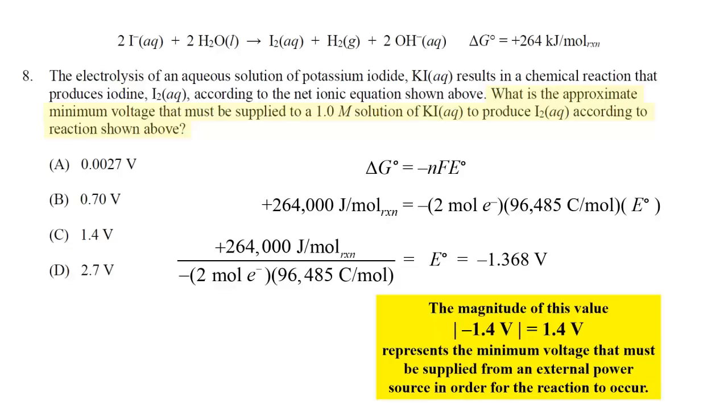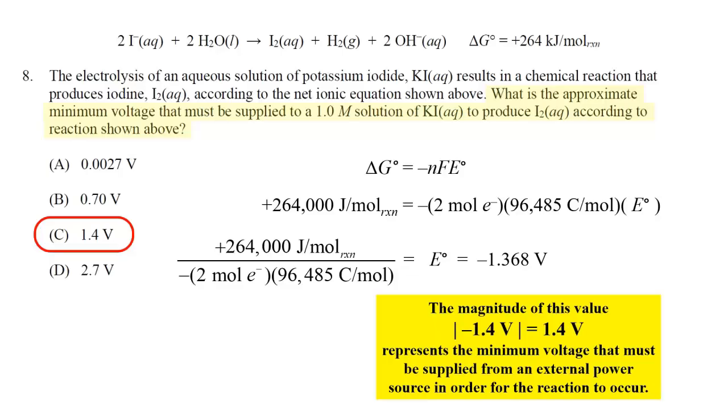So the fact that the cell potential is -1.4 volts means that 1.4 volts is the minimum voltage that must be supplied to produce iodine and get this reaction to proceed. So the correct answer to question 8 is choice C.